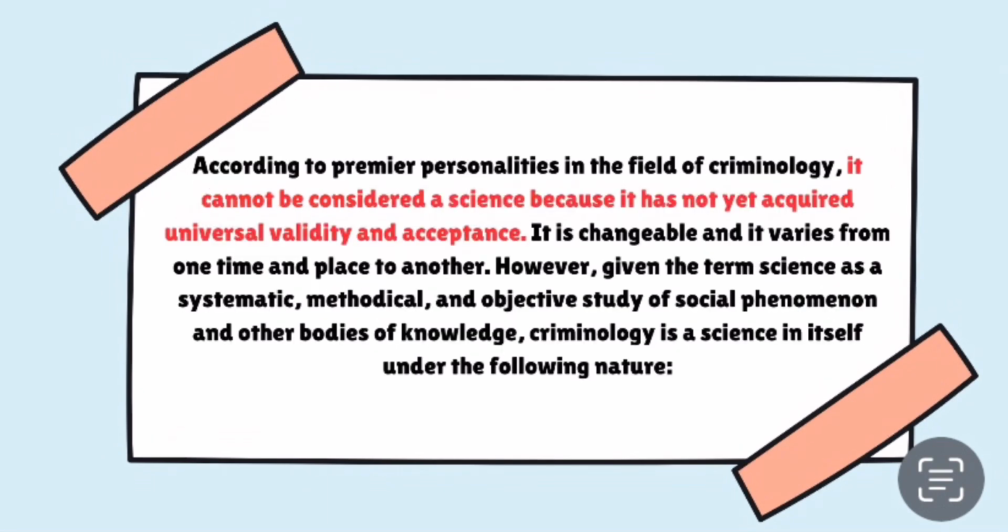According to the premier personalities in the field of criminology, it cannot be considered a science because it has not yet acquired universal validity and acceptance. It is still changeable and it varies from one time and place to another. Ang gusto lang sabihin ng mga personalities na to, we cannot consider criminology as science kasi dapat universal validity bago matawag na science. Yung iisa ang rason kung bakit nangyayari ang isang bagay, and not everywhere pare-pareho ang rason ng mga kriminal bakit nila nakukumit ang isang krimen. Katulad sa Jamaica, legal ang marijuana, sa Pilipinas hindi. So how can we consider criminology as a science?